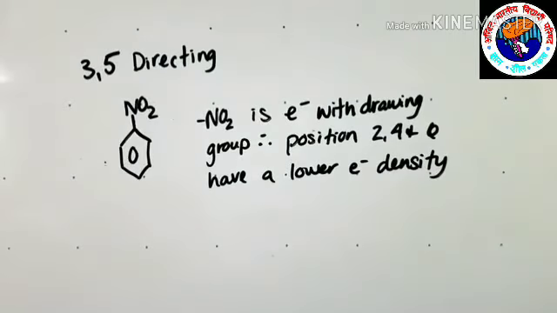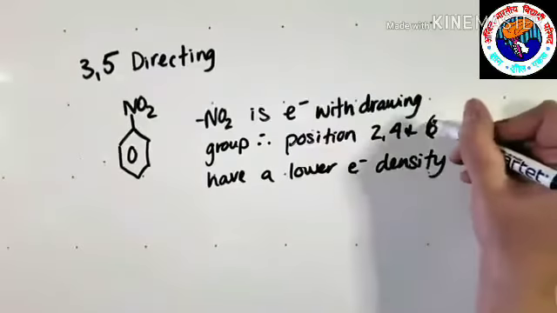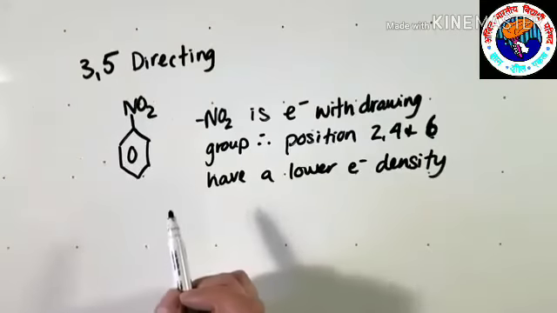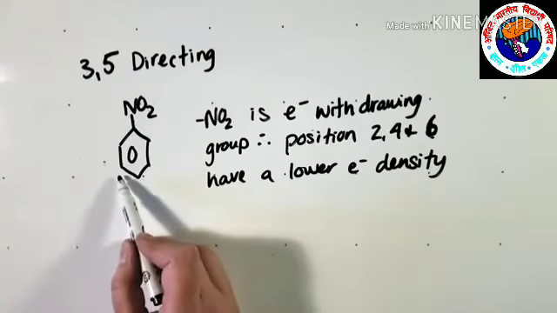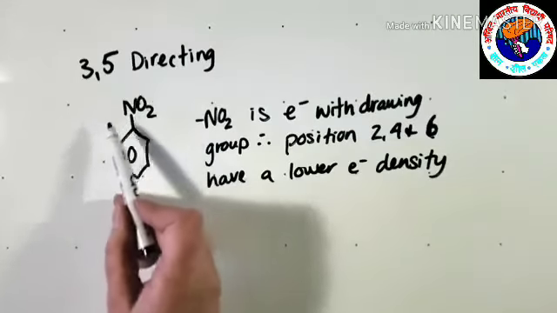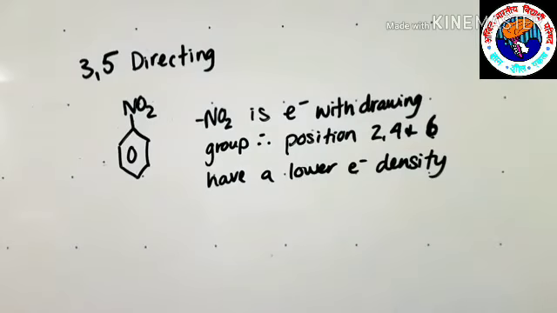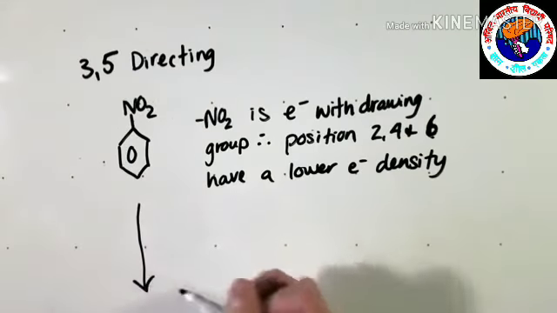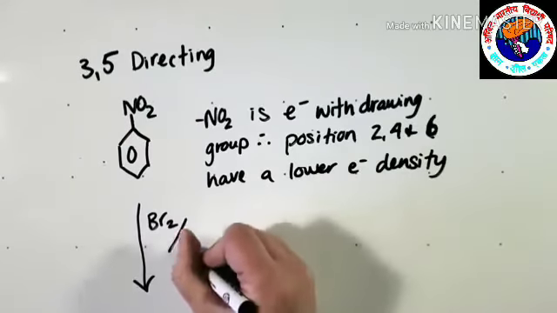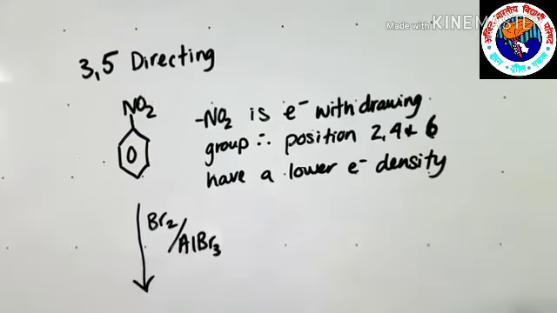All right, so that 2, 4, 6 have a lower electron density, which means anything that's reacting with this molecule is not very likely to react in any of those positions, which means they will react in the 3, 5 position instead. But it also means, because we're withdrawing electrons, that this nitrobenzene is going to need some sort of carrier to help this reaction go on. So if we looked again at bromination, so Br2, you are going to need something to encourage that reaction.